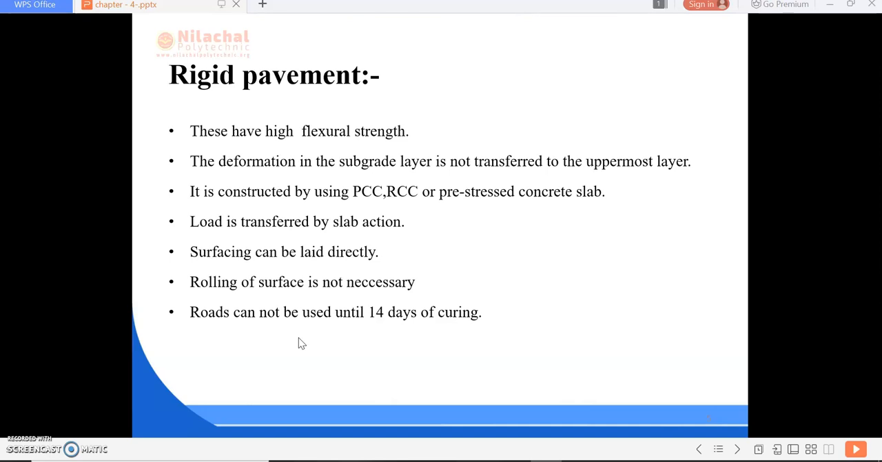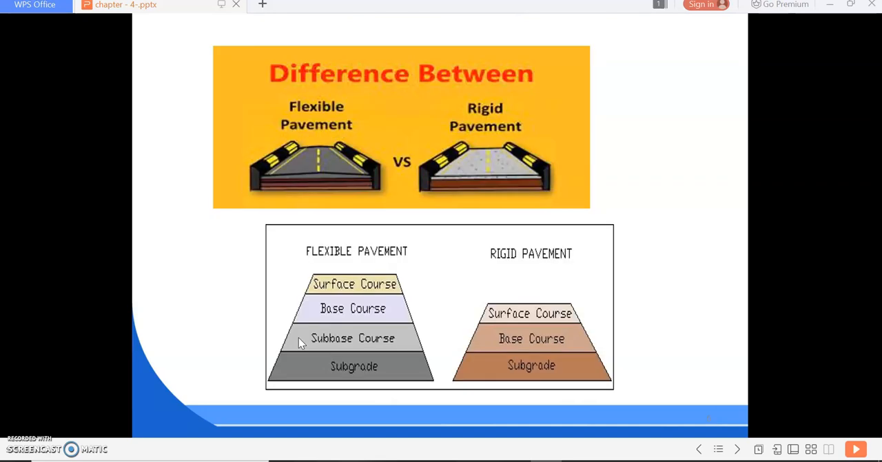Okay. So this is the basic thing about flexible pavement and rigid pavement. So we can see this is a flexible pavement and this is our rigid pavement. In flexible pavement, we are using bitumen as our construction material, and in rigid pavement, we are using cement concrete, or plain cement concrete, or reinforced cement concrete for our road.